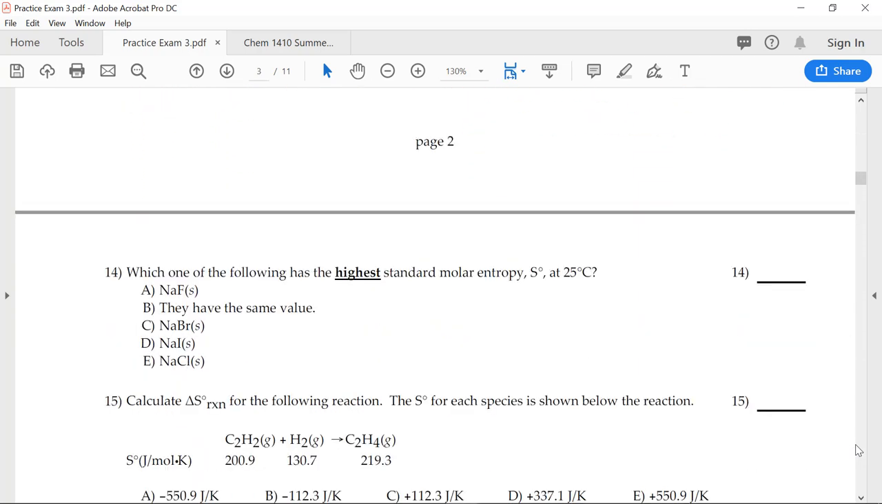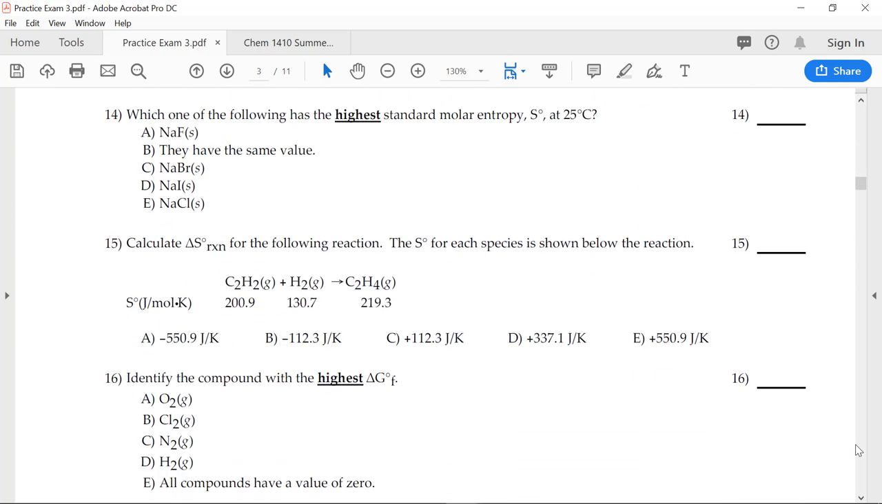So let's continue to question number 14. Which one of the following has the highest standard molar entropy? Again, this one is testing the three factors we're talking about. The first is the physical state, the second is the molar mass, and the third is the complexity. When you look at all these formulas over here, they look very similar. It's just two things together, an x and a y, in a one-to-one ratio.